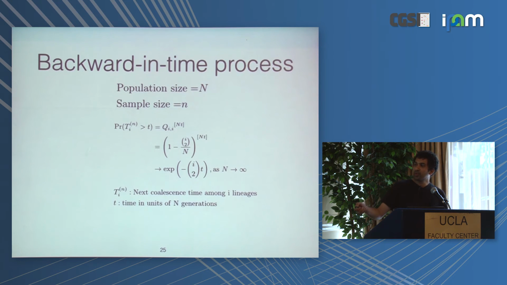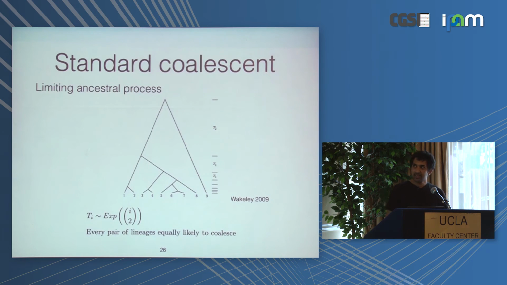And so you can ask, what's the probability that you'll stay in the same state for a given point in time? And that turns out to be geometric with this parameter. And as n becomes large, this converges to an exponential distribution with a rate parameter that is given by the number of extant lineages. So the coalescence is essentially this limiting ancestral process.